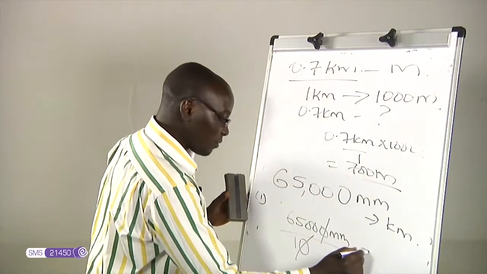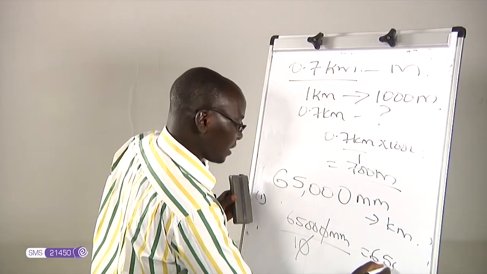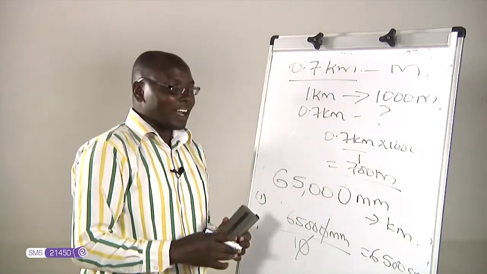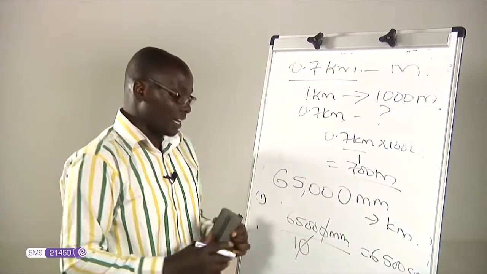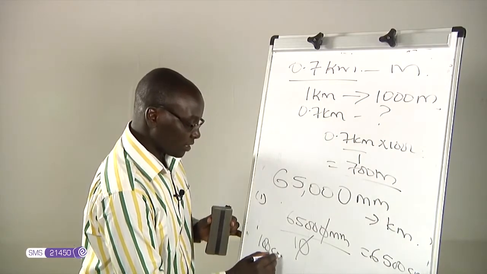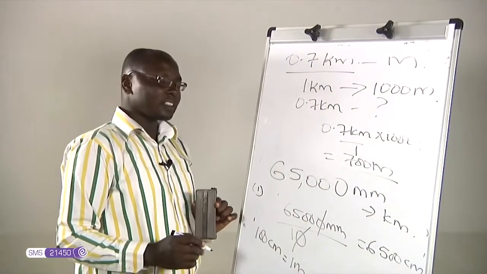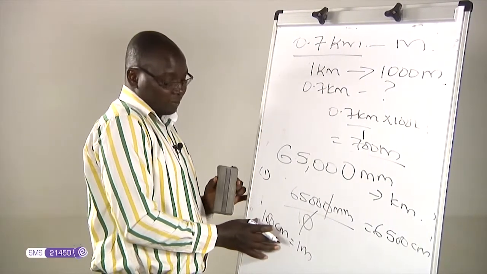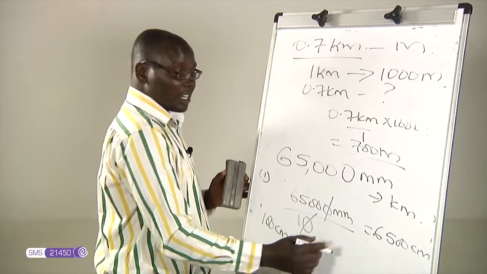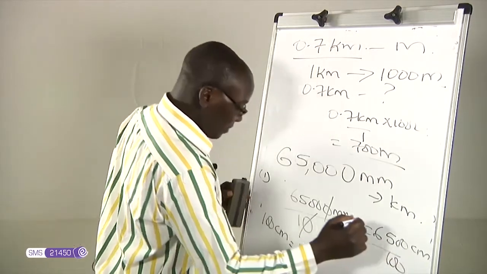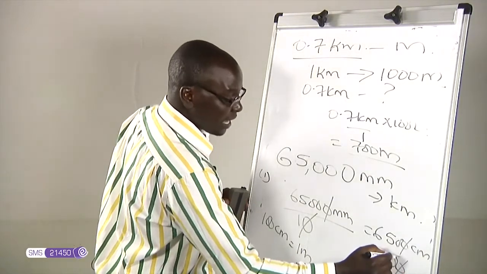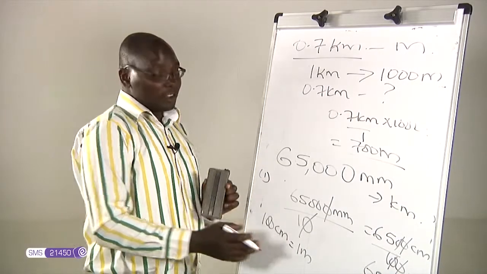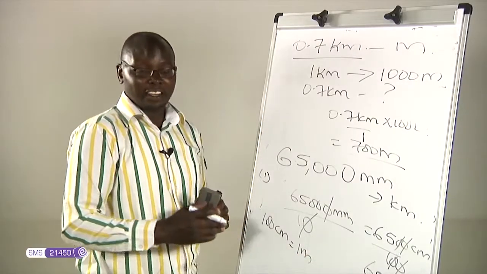So that 0 dies, we have what? 6,500 centimeters. Then we ask ourselves, we are still moving on. How many centimeters make 1 meter? 100 centimeters is equal to 1 meter. So we divide this again by 100. For every 100 centimeters, we make 1 meter. So we divide by 100 there. We see how many meters there are. That's 0 and that one dies. So we have 65 meters. Now with 65 meters, we are on the final step.